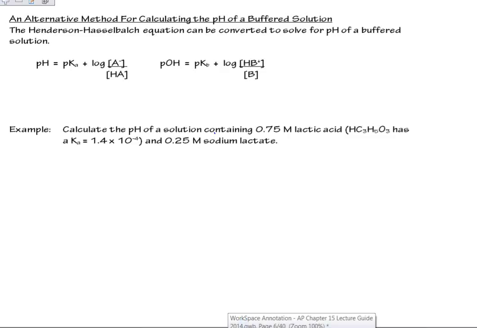This is the second video on buffers. This is an alternative way of calculating the pH of a buffer. You're going to like this. There's a shortcut. You don't have to do a big ice table. You can use something called the Henderson-Hasselbalch equation.